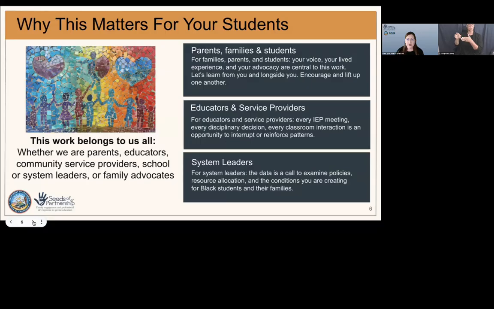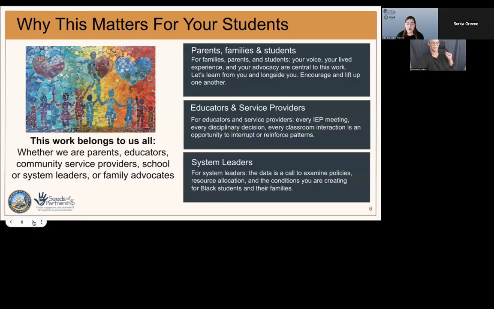For system leaders, the data is telling us something. It's a call to look honestly at policies, how resources are allocated, and what conditions you're creating for Black students and their families. Our work is to support students with disabilities and their families in California. And today we're focusing on Black students as the data and the stories and the lived experiences of families tell us that this is an area that demands our attention and our action. Next slide, please.